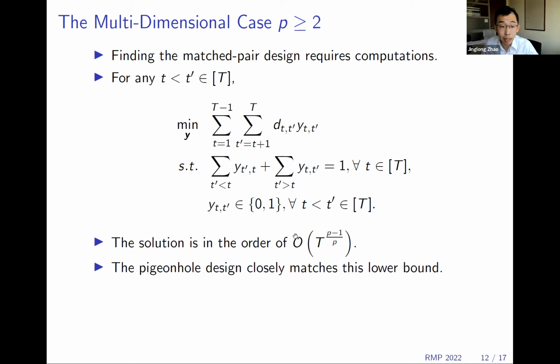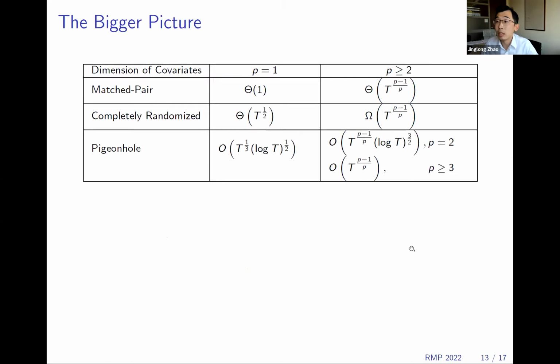But the solution of this optimal solution, which is the offline optimal solution, is going to give you a discrepancy at this big. It is no longer small. So as a result, the discrepancies of all the designs are going to be quite big. But we're able to show that the pigeonhole design closely matches the discrepancy of the match pair design, as we can see from here.